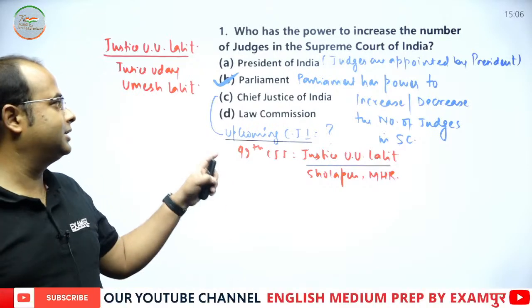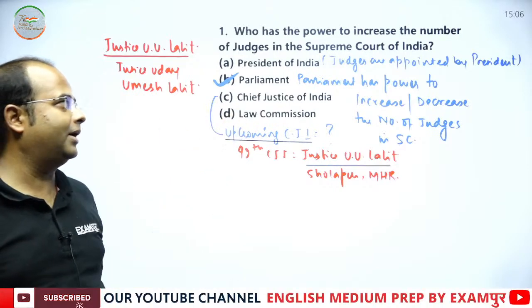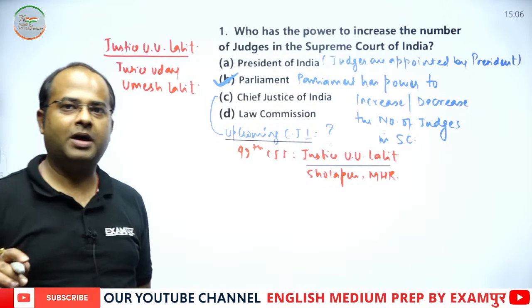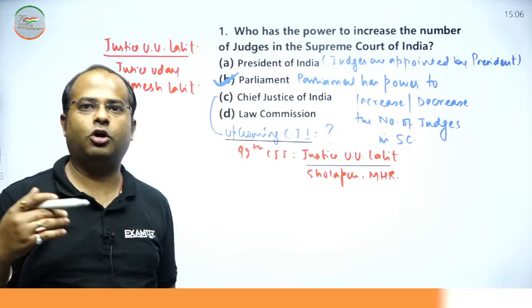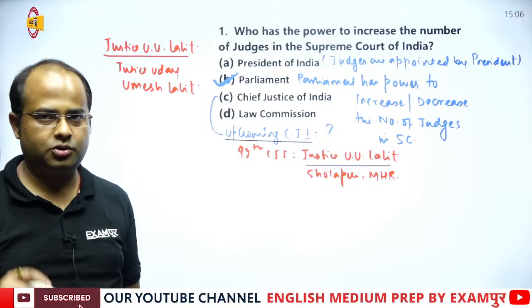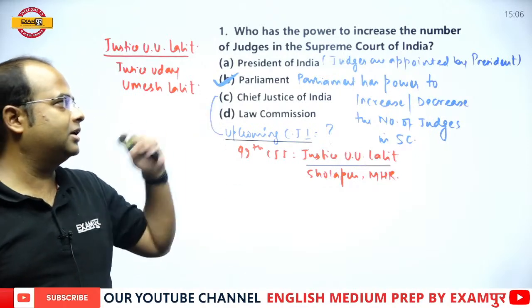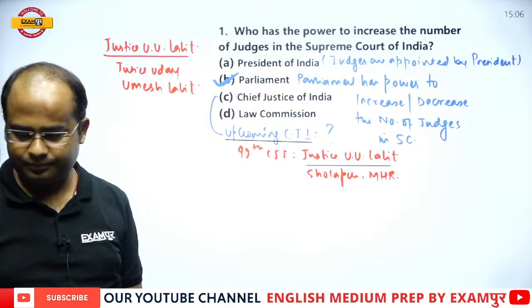Therefore, guys, the correct answer for this question will be the Parliament of India. Parliament has power to increase the number of judges, also to decrease the number of judges in Supreme Court. So the correct answer will be option B.